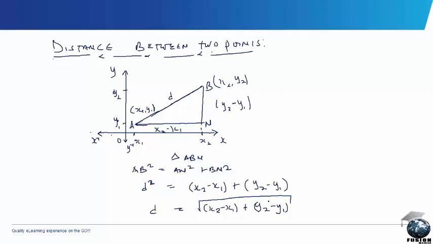And so this will help us to compute the distance between 2 points. The distance between 2 points will be given as the square root of the difference between the points x2 and x1, plus y2 and y1.